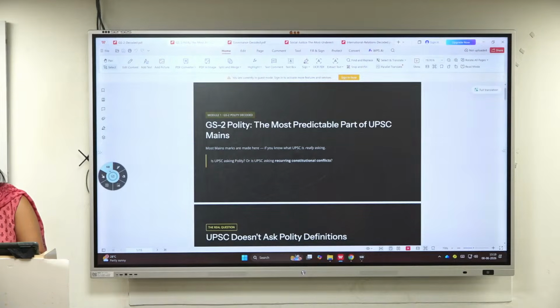Then social justice and social issues, 40 to 50 marks, right? And international relations, definitely 50. Generally, it is question 9, question 10, question 19, and question 20 for IR. So now we understand the split of marks. So in terms of prioritizing your preparation also, you know what to prioritize and how much time to give, right?